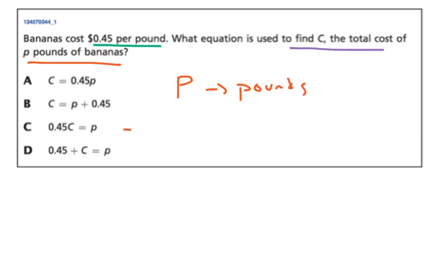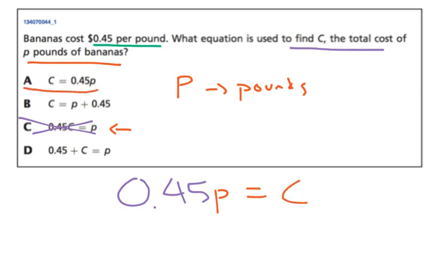So you may have looked at this one and said, oh, 0.45 times C equals P, which must mean price, so that must work. But that's wrong, because P is the number of pounds. C is the cost. So I know that I need to take the unit rate, the cost per pound. I'm going to need to multiply it by the number of pounds, and it's going to equal C, which is equivalent to this one. They just put the C first. So I imagine C confused a couple of people.